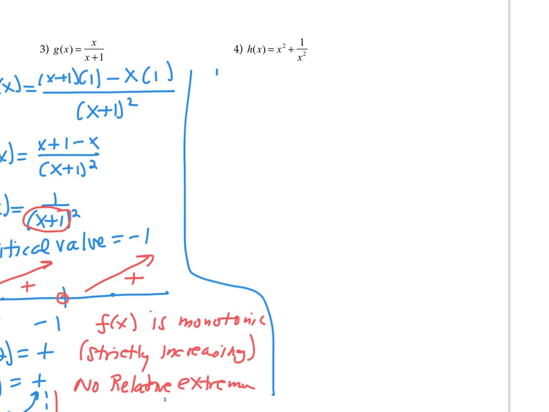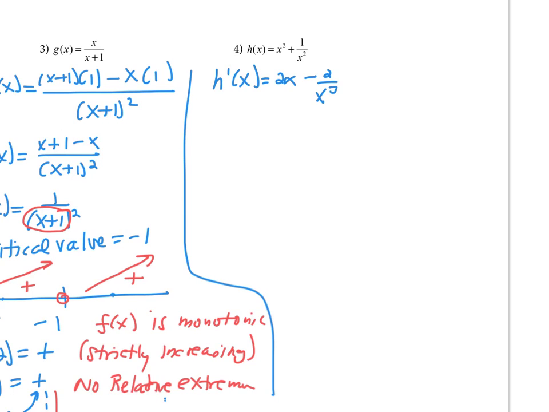Okay, and number 4, we need to find the critical values first. So let's take the first derivative, and we'd end up with 2x, and then it would be minus 2 divided by x cubed. You could rewrite it as x squared plus x to the negative 2, and then you just take the derivative. So it would end up being 2x minus 2 over x to the third.